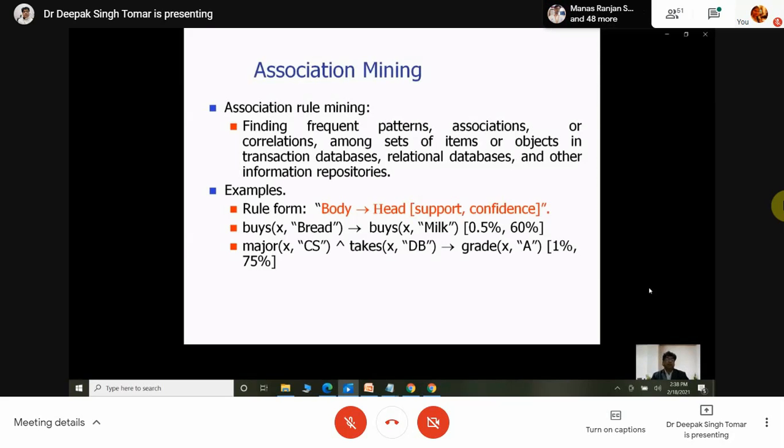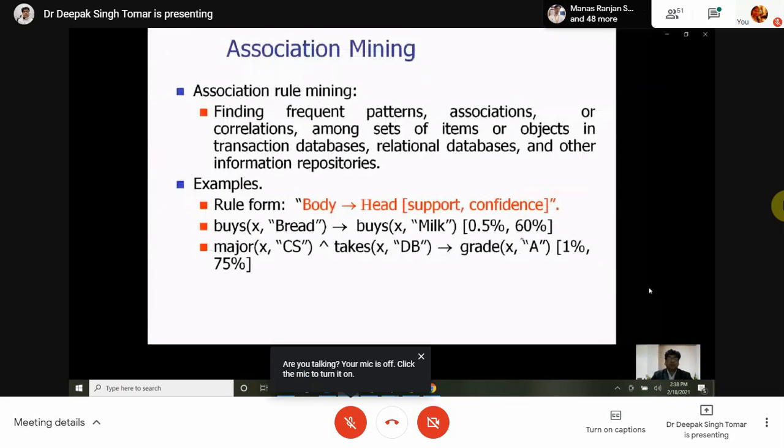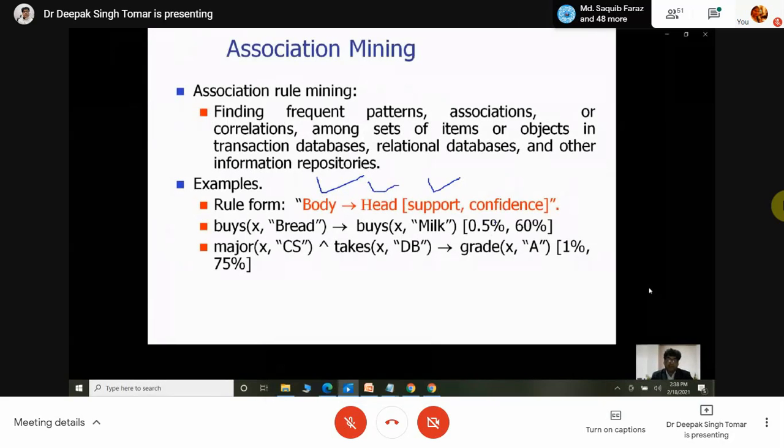Rules have two parts: the left-hand side is called the body and the right-hand side is the head. Then there are two measures. Support is how many times one item is offered with the other item, and confidence is how one item is dependent on the other item. Support is the percentage of total transactions in which items occur together, for example how many times student A and student C are both present.